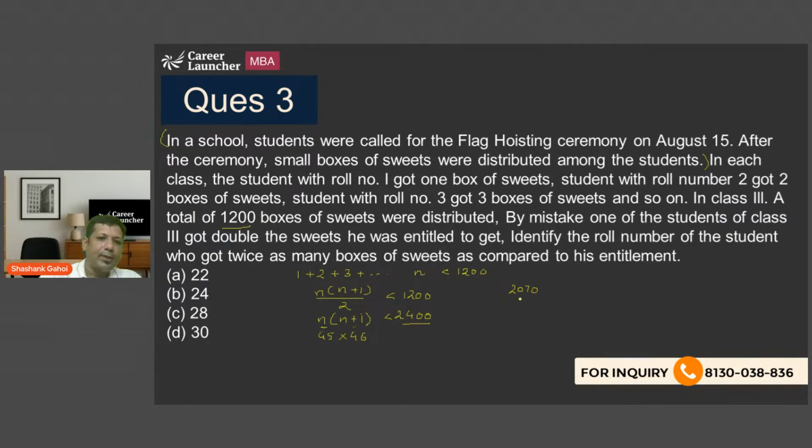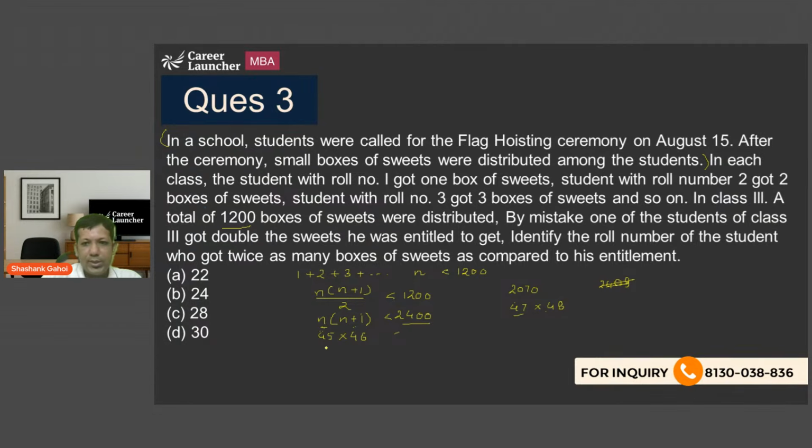Okay. Let's talk about 47 into 48. Just a random guess. I'm not calculating, I'm just randomly guessing. So what will 47 square be? That is 2209. So 47 into 48 won't do, right?